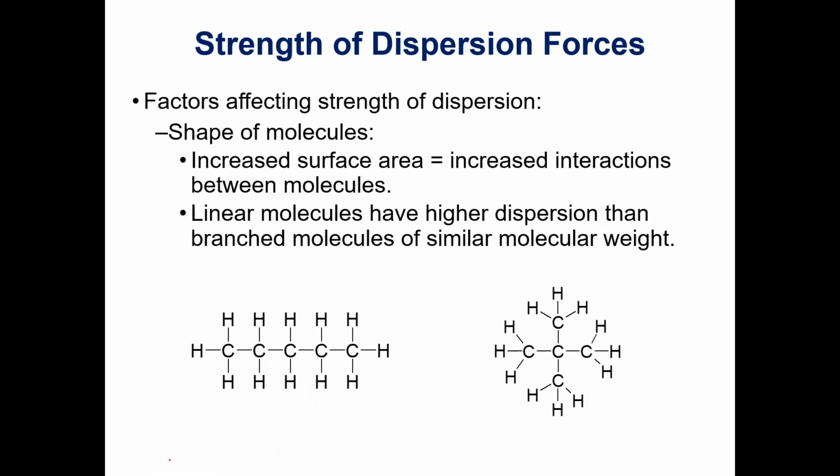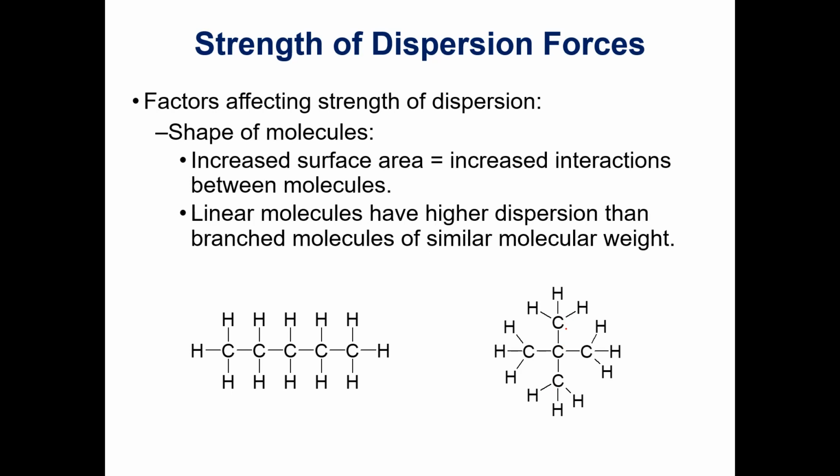Another thing that affects how polarizable a nonpolar molecule is is the shape of the molecule. If we've got an increased surface area, we've got increased interaction between molecules. So if we have more interaction, it's going to be easier to distort the electron cloud, and then we can more easily cause a dipole. Something that's linear is going to have a higher surface area, which means that we can fairly easily distort its electron cloud.